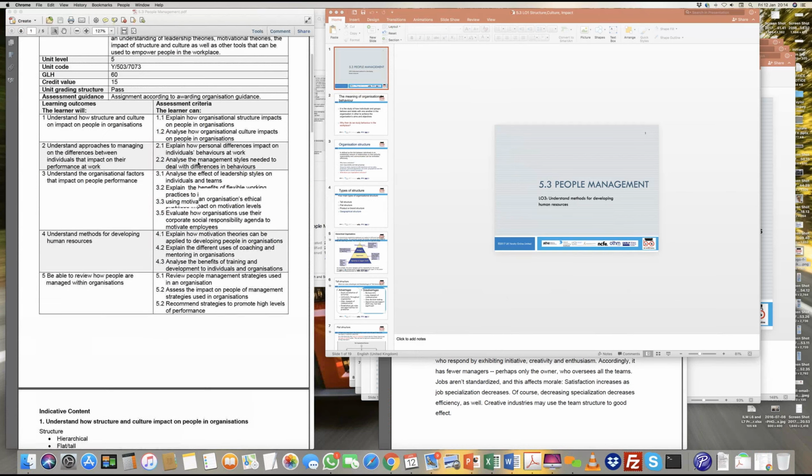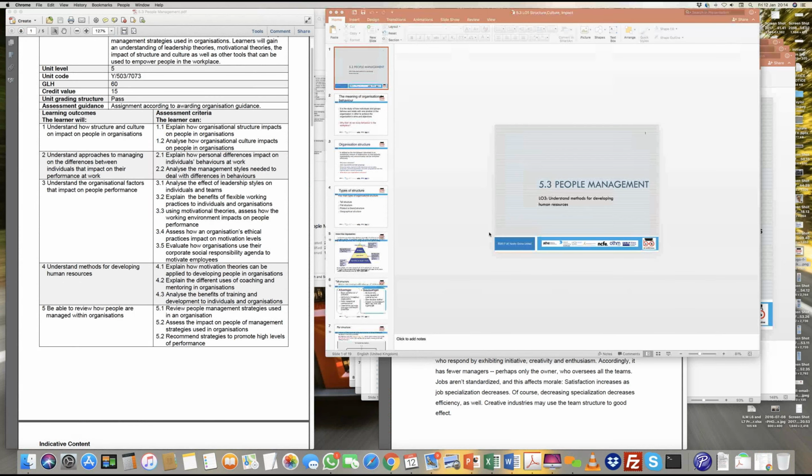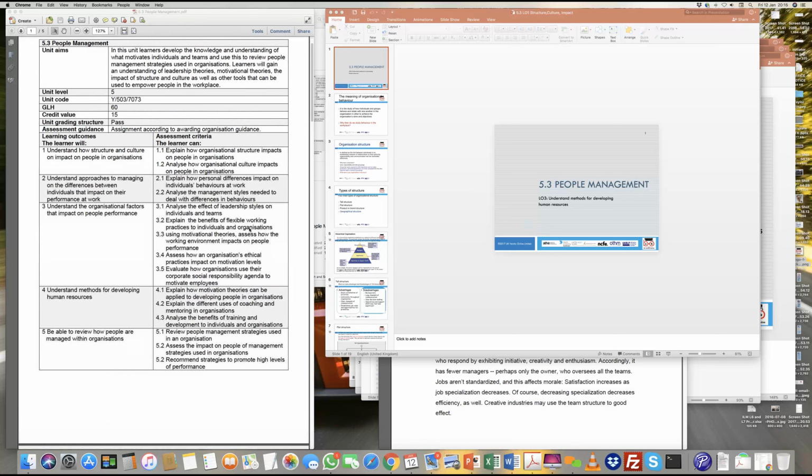Now, let's start off with this particular unit, which is people management. One of the key reasons why you study this unit in health and social care, though it sounds like a management unit, which is unit 5.3, people management, is because in this sector you're dealing with a lot of people, whether it's patients, peers, staff, or colleagues within different departments and organizations. One of the key aspects that a healthcare professional needs to develop is the ability to manage relationships, understand how to deal with people, and work within teams.